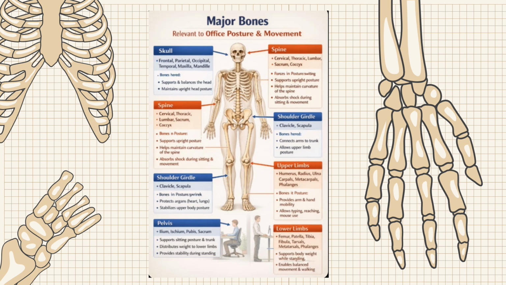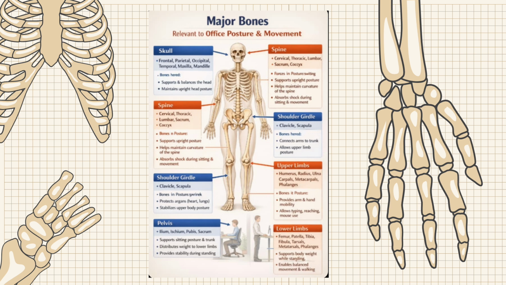So the skull. Bones involved: frontal, parietal, occipital, temporal. These make up the top and sides of your head. Maxilla, upper jaw; mandible, lower jaw. Role in posture: it holds and balances your head and helps you keep your head upright.